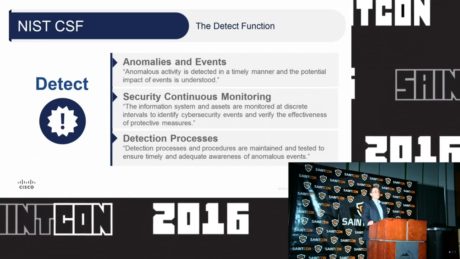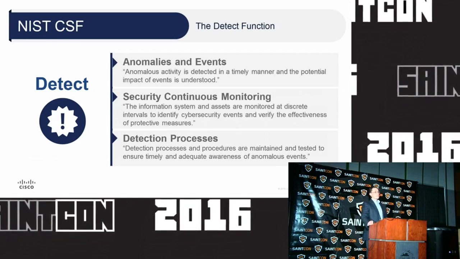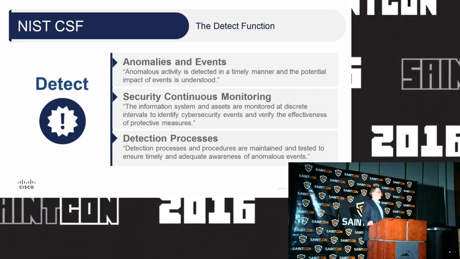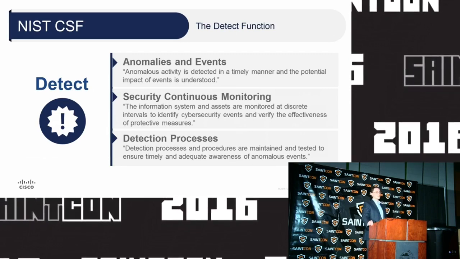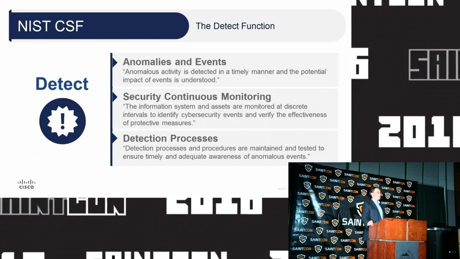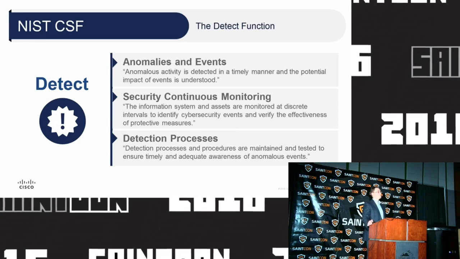But one of the first things they say in terms of effective detection is to look for anomalies and events. Like we've talked about all throughout this presentation, understanding anomalies and knowing what's normal and what isn't can help us in a lot of ways. So they point out that being able to detect that in a timely basis is so important.